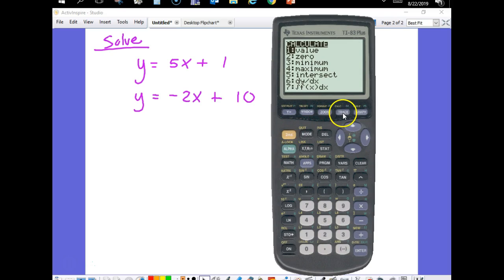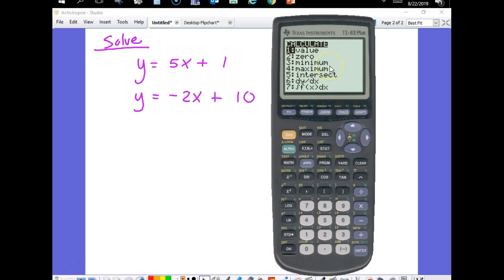Second, and then this button right here that says calc or trace. The first one tells you what the y value is. So if you want to know what is y when x is a number like 3 or 4, just push 1 and go from there. 0 tells you where it touches the x-axis. That's actually a pretty helpful question. You remember finding roots in algebra 2.